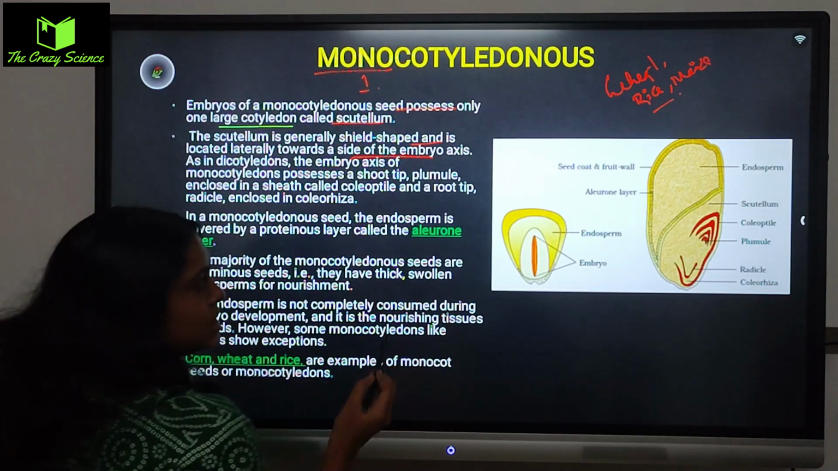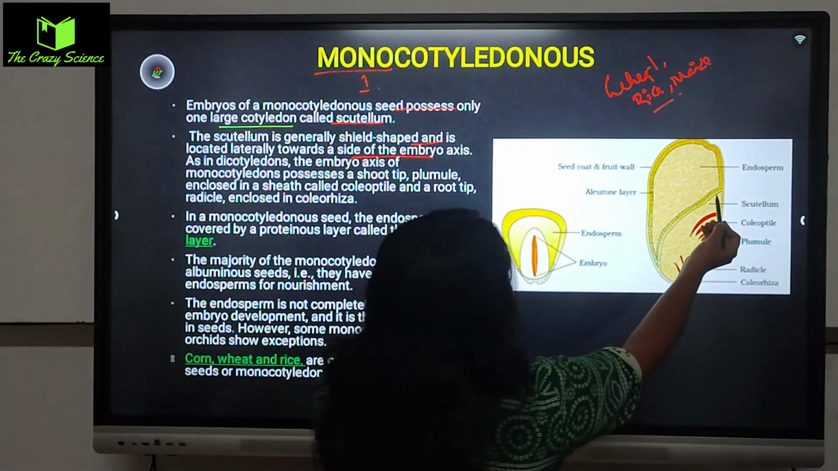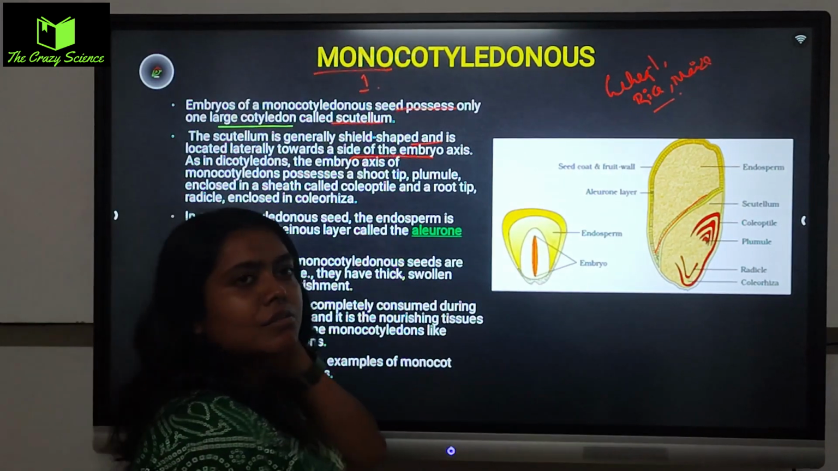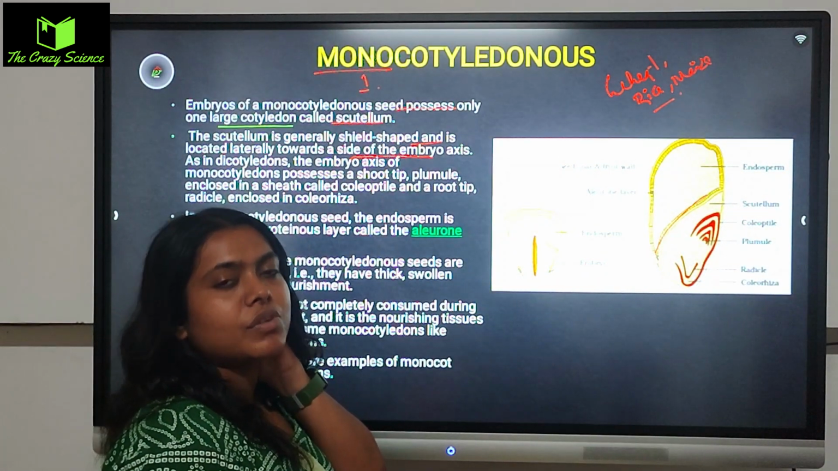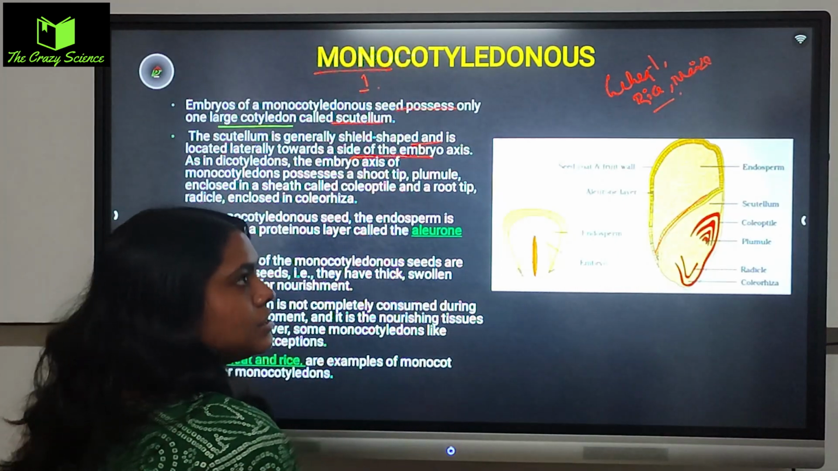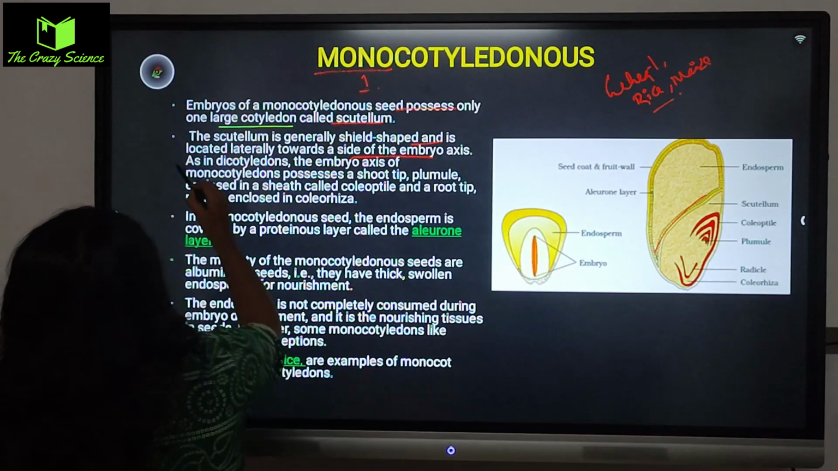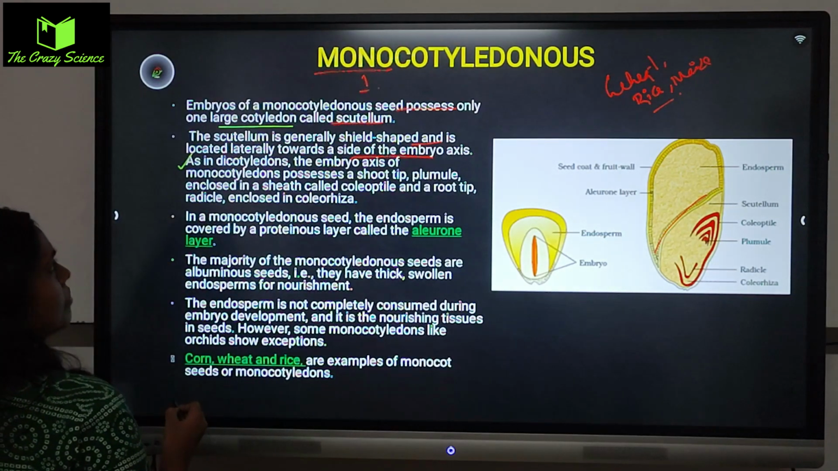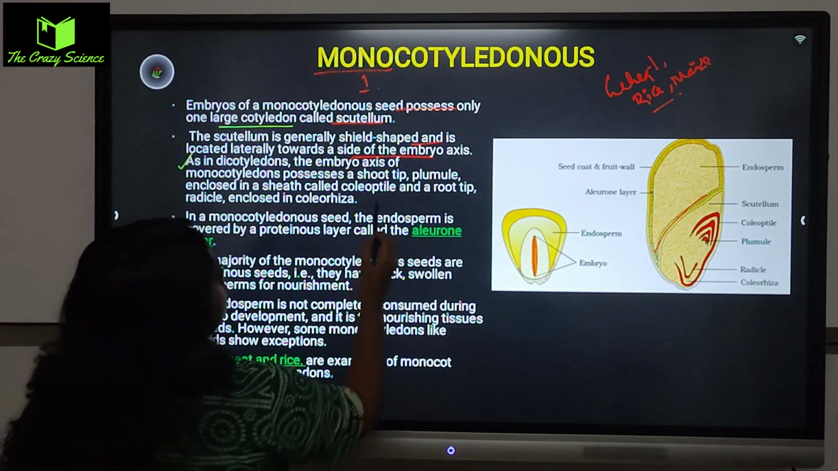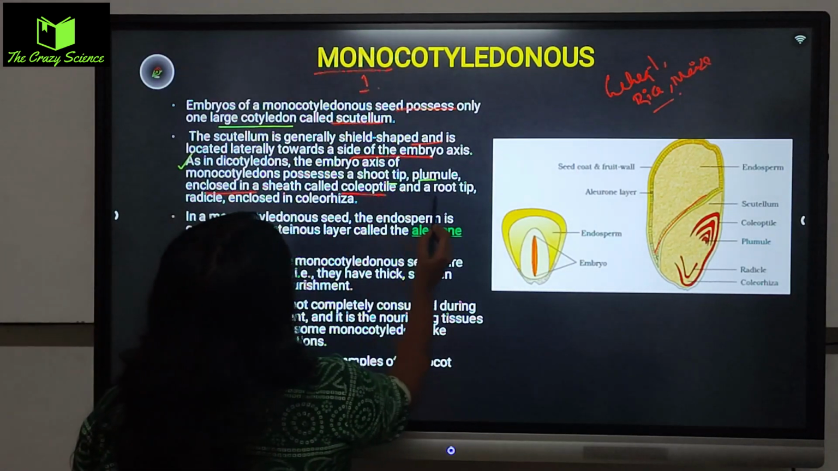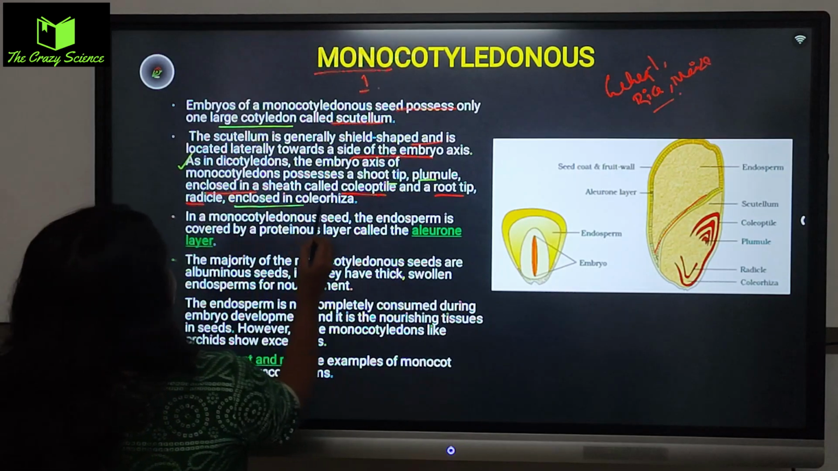The embryonal axis is at the side, and here the axis is a bit different. It is a different part and has differences from the dicot, so it will act differently and the structure will be different from each other. As in dicotyledons, the embryonal axis of the monocotyledon possesses a shoot tip, plumule, enclosed in a sheath called the coleoptile, and the root tip, radicle, enclosed in a coleorhiza.